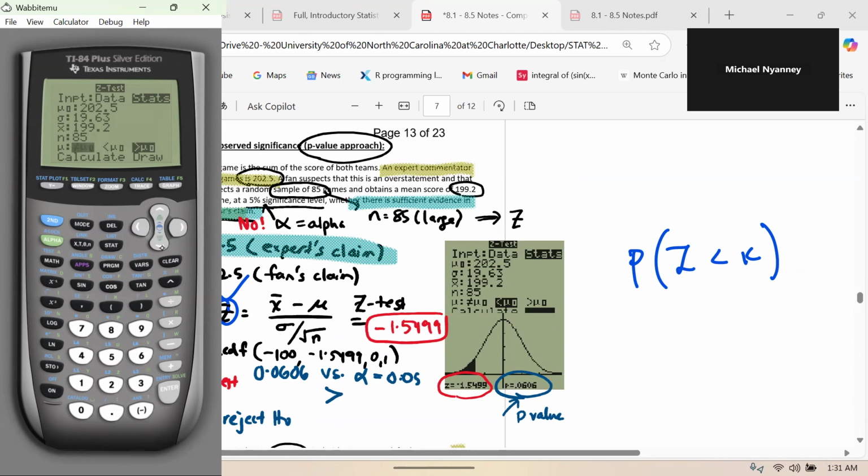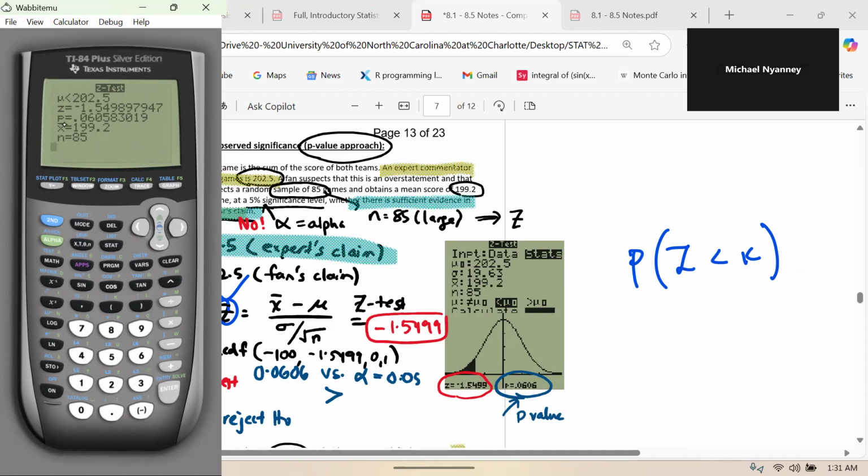We are going to the left direction, so you choose this one, then we hit enter first so that it keeps on blinking. So now if you hit calculate, you're going to get your p-value. Under z, you get your z-value, and you get your p-value as well. So p equals the p-value. This is just one direction.